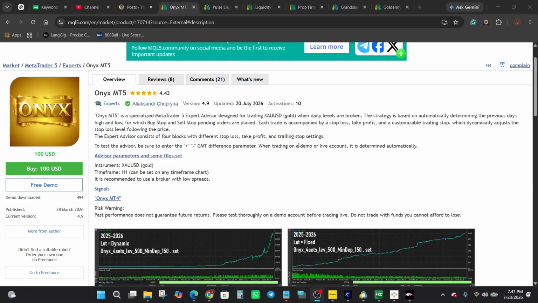Looking at the marketplace listing, the EA is listed at $100. The primary design focus here is trading XAUUSD, which is gold, specifically targeting breakouts of daily price levels. The core strategy operates by automatically calculating the previous day's high and low, then placing buy stop and sell stop pending orders around those key levels.